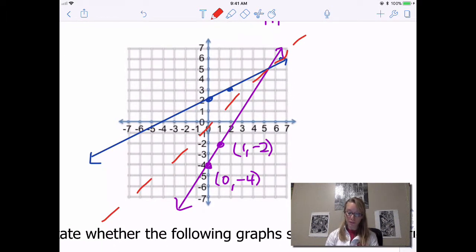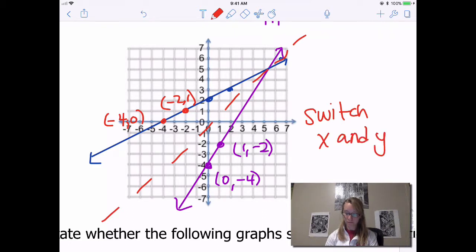I can also notice a couple things. The point (1, -2) is on this graph, and the point (-2, 1) is on my blue graph. The point (0, -4) is on my purple graph, and (-4, 0) is on my blue graph. Remember that inverses talk about switching x and y. So I can tell if two graphs are inverses if their x and y values are switched, and if I could take one corner and fold it to the other, top left to bottom right, over that line, y equals x. So that's this red line right here.